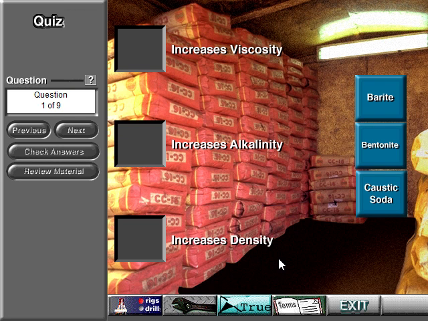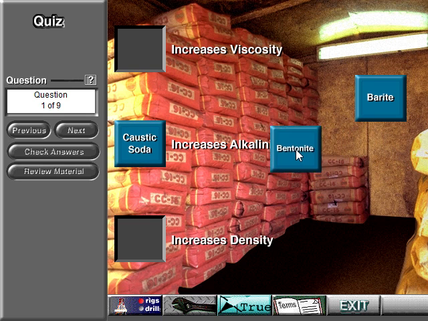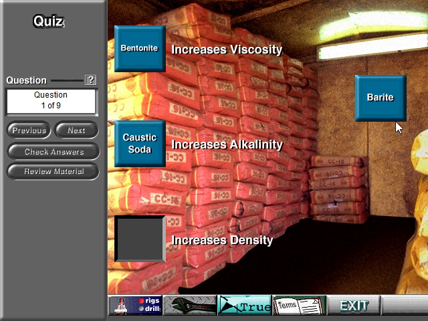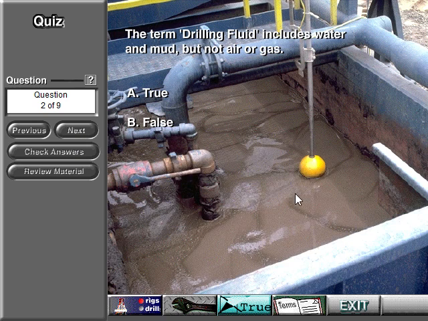Match each mud additive with the effect it has on mud that it is added to. That's right. True or false? The term drilling fluid includes water and mud, but not air or gas. A. True. B. False. That's right. Drilling fluid includes water, mud, air, and gas.